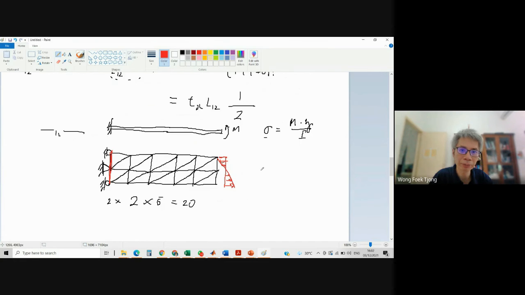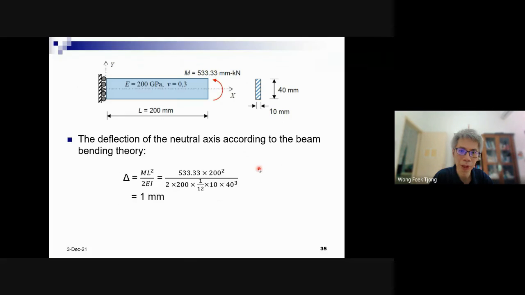Any questions regarding this? How to model this one?